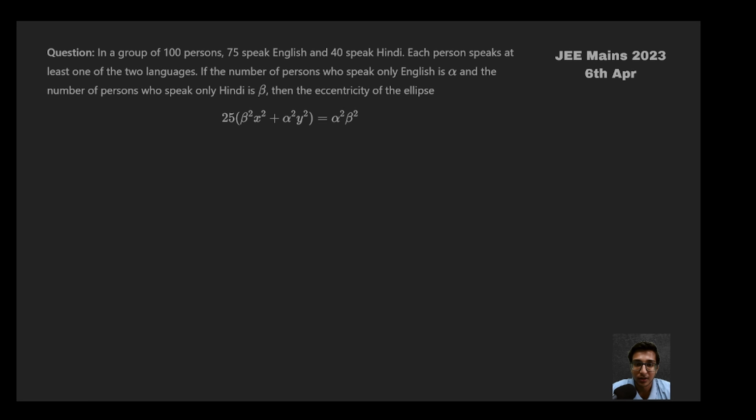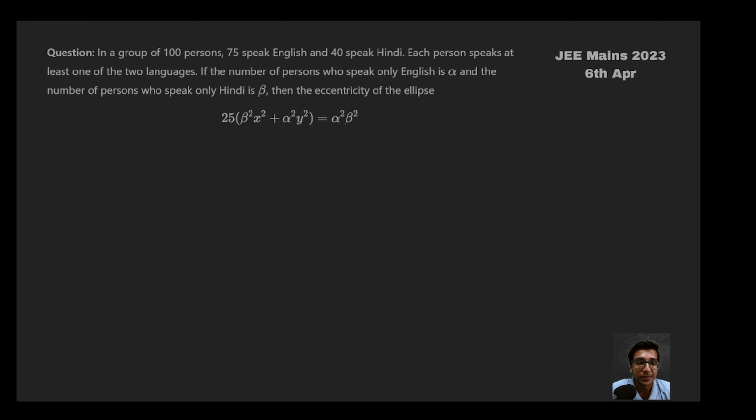Now let's start with the first previous year question. This was asked in JEE Mains 2023. This question is a combination of sets and relations and ellipse. A fairly easy question. The only thing is you had to know the concepts of both sets and relations and ellipse. Let's look at it.